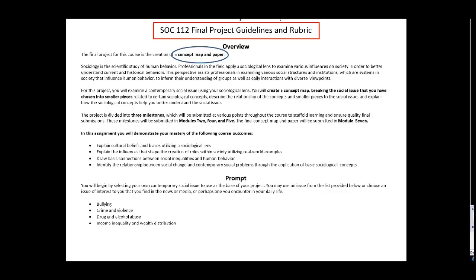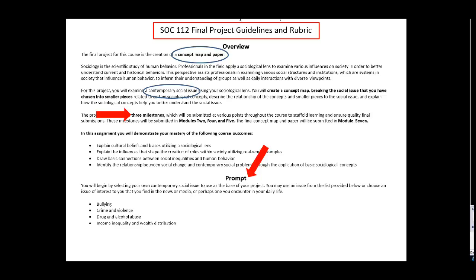First, you know that we're doing a concept map and paper, and so in that final project guidelines and rubric you sort of see some examples of that. On a contemporary issue, so really this milestone 1 assignment is to pick that contemporary issue, that one that you're going to be working on along the entire term. Again, 3 milestones in this course. This is the first and probably one of the most important because you're really picking your topic here.